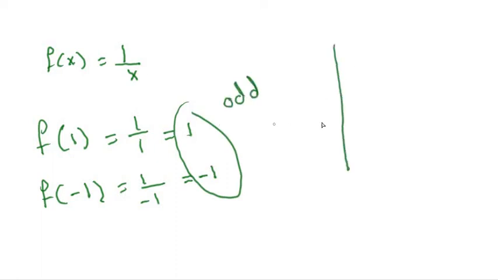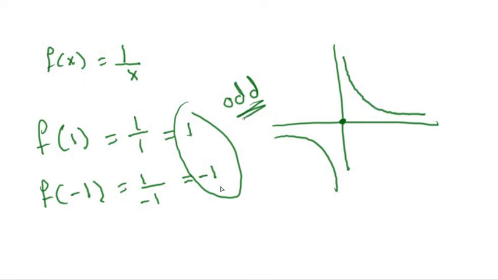If we graph this function, we get a graph somehow like this. And this is symmetric about the origin. So from the graph, again, you can tell if the function is even or odd.